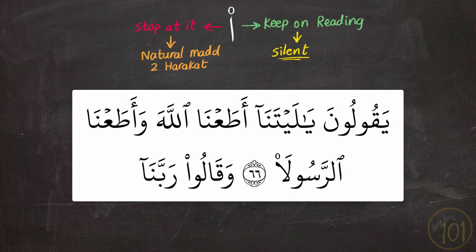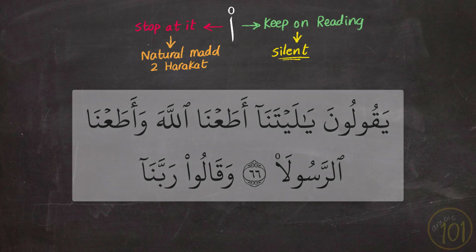Last example. يقولون يا ليتنا أطعنا الله وأطعنا الرسول وقالوا ربنا. Here again, if I stopped at the word ar-rasula, I will have to pronounce the alif completely. But if I linked it to the next word, I will drop the alif and say وَأَطَعْنَا الرَّسُولَ وَقَالُوا without extending the alif or pronouncing it at all.